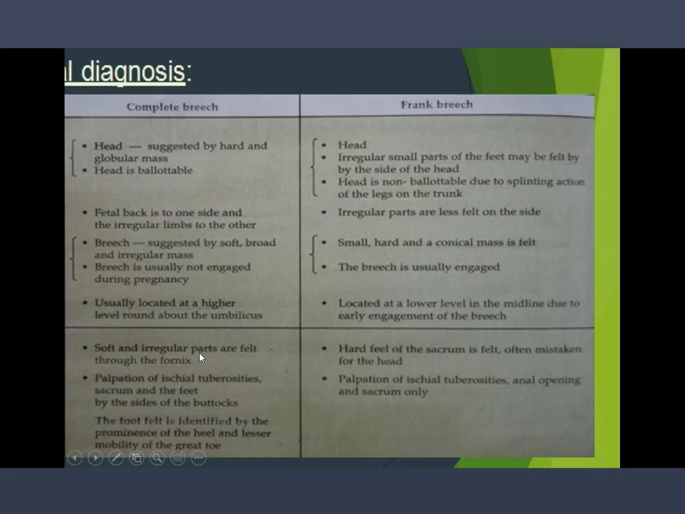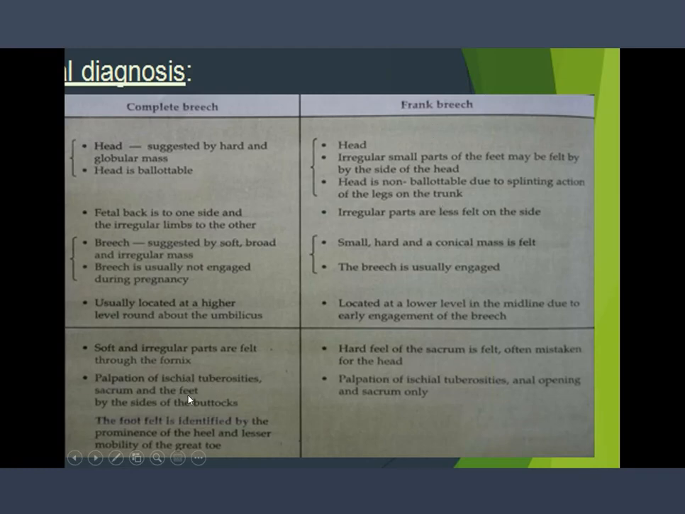And next, these are the per vaginal examination findings. In PV, if the cervix is not dilated, we should palpate the fetal parts through the lateral fornices. So, we can palpate soft and irregular parts through the fornices in complete breech. Whereas in frank breech, because of the sacrum, there will be a hard feel of the buttocks. Sometimes we may confuse it with the cephalic presentation in case of frank breech.